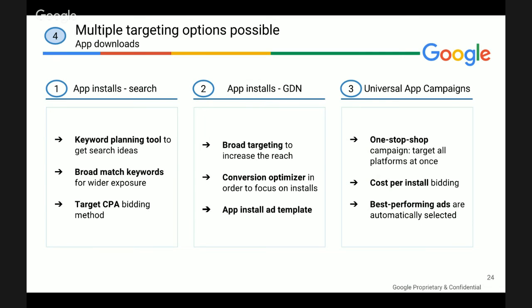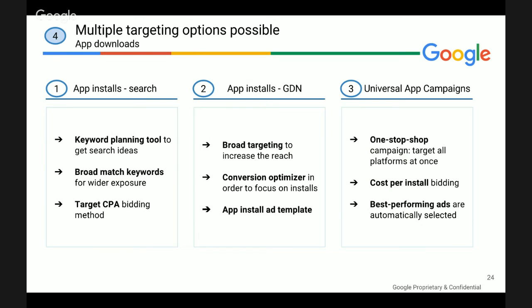The third one is a new feature. It's Universal App Campaigns. It was quite recently introduced into AdWords. It is basically a one-stop shop campaign, which allows you to target different platforms and different means of targeting. It does have a specific bidding, which is called cost per install, which again allows advertisers to target those customers that are most likely to end up installing the app.